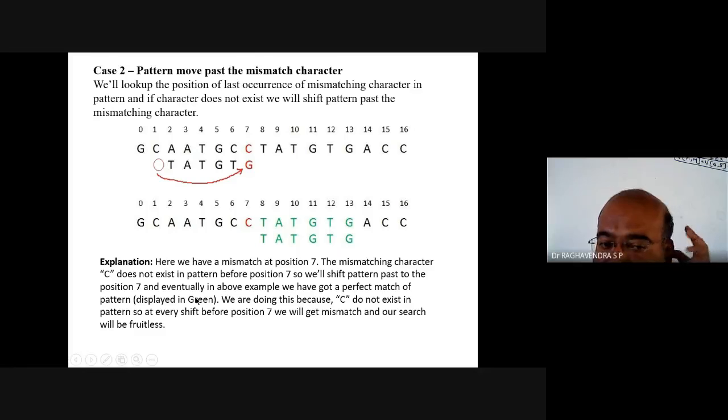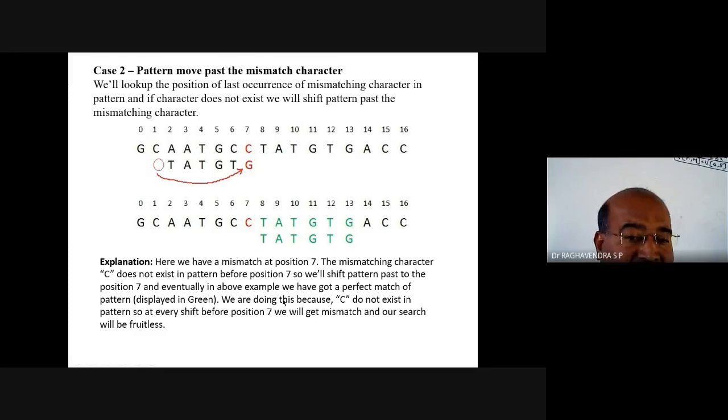Okay, so here we have a mismatch at position 7. The mismatching character, that is C, is not at all present in the pattern. So what we have to do now, in position 7, is shift. We will shift the entire pattern past position 7. Past means after position 7. And eventually, in the above example, we have got a perfect match.